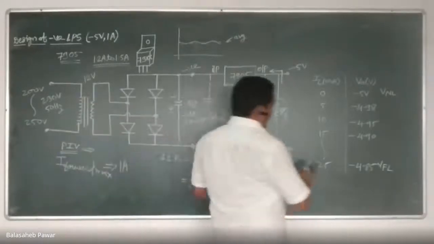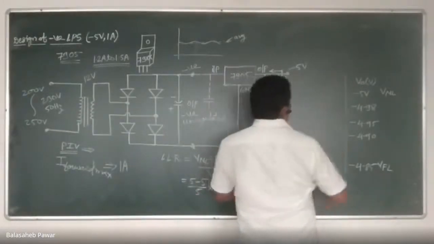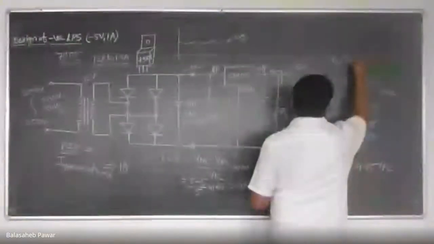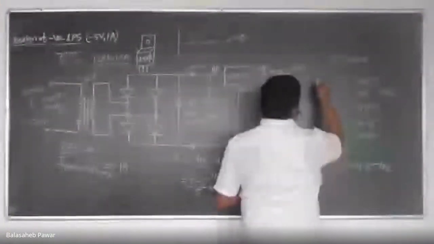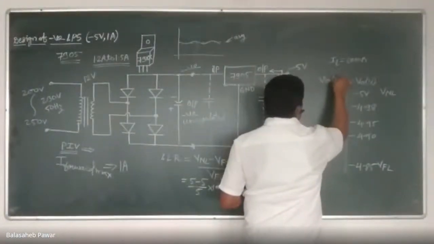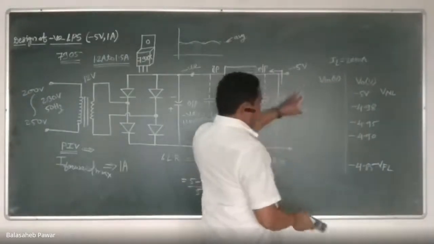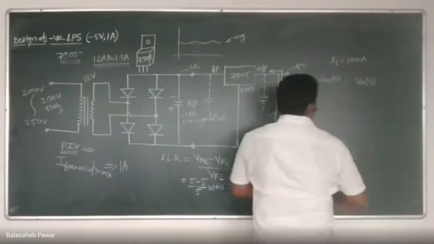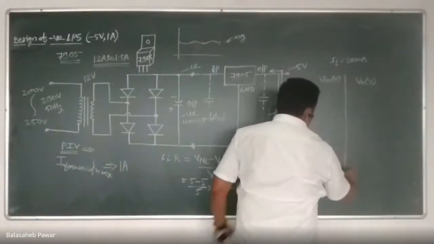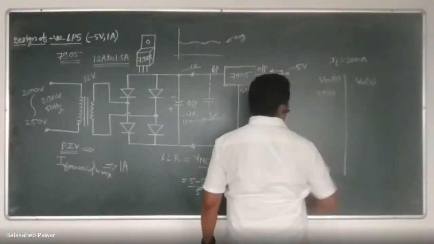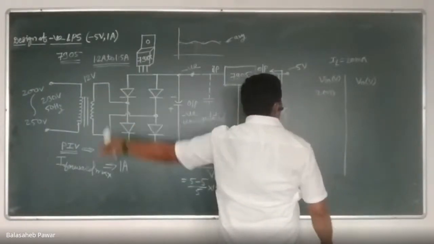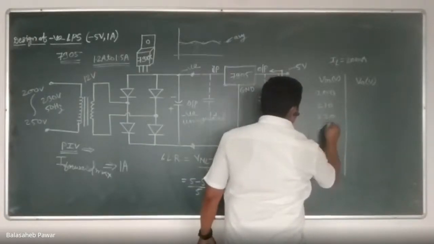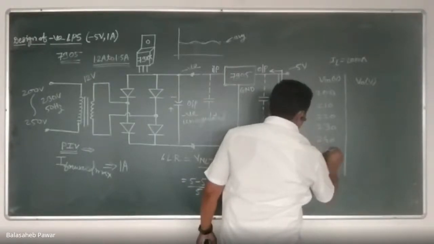Now, while studying this percentage line regulation, you have to keep IL constant. So I will keep IL, suppose 20 milliampere, as a constant, and in the first column, VIN, I will change the input voltage and observe its effect on the output voltage. So suppose first it is 200 volts, applied to the primary of the transformer. Then I change to 210, then 220, then 230, 240, and 250. Are you getting it?